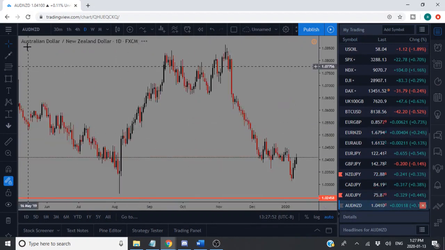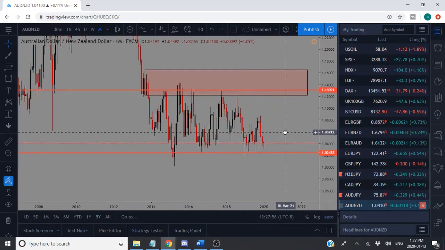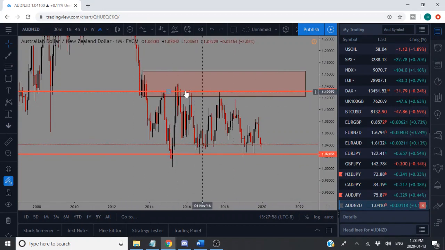So back to this Aussie New Zealand. The support and resistance trader would love to be buying down here and selling up here, because clearly that's where the sellers are stepping in and this is where the buyers are stepping in.